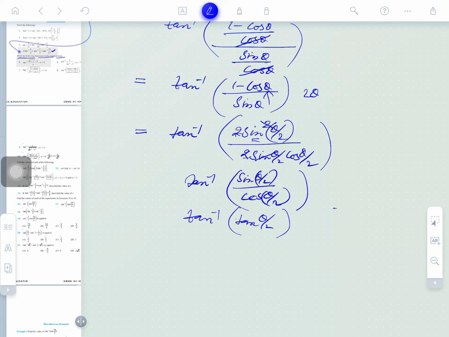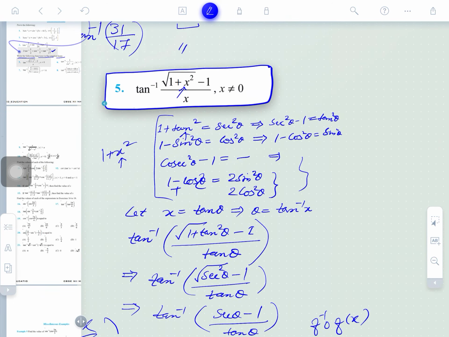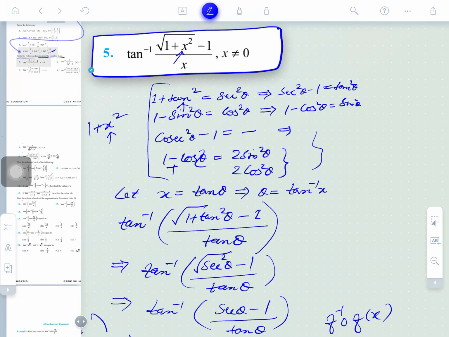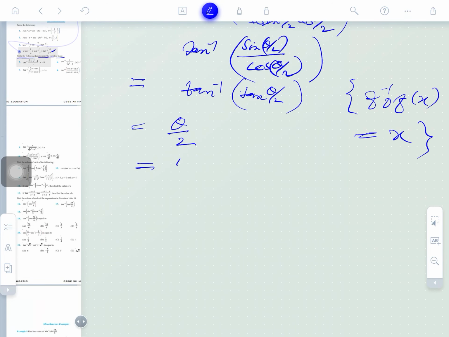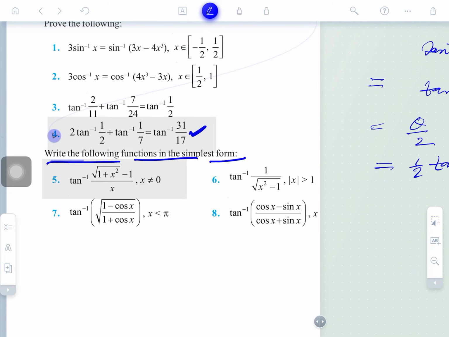This type of situation is occurring here, f inverse of f of x, so here it will be written as x. So what will it be? Here we'll write theta by 2. We do not have to give the answer in terms of theta, because we have supposed theta. You may see this is not part of the solution: x is equal to tan theta, so theta is equal to tan inverse x. So in this place we can write 1 by 2 tan inverse x. Further it cannot be solved. This is the simplified form, half tan inverse x.